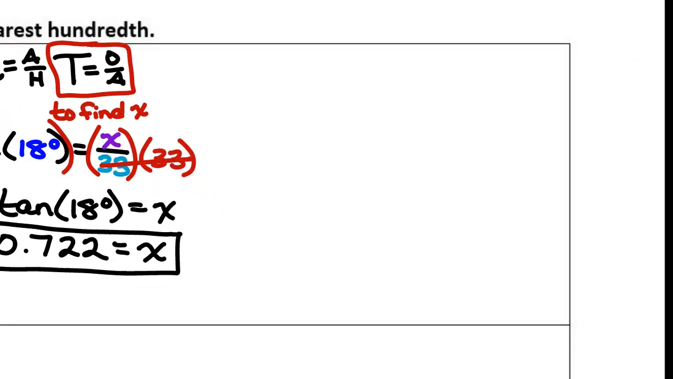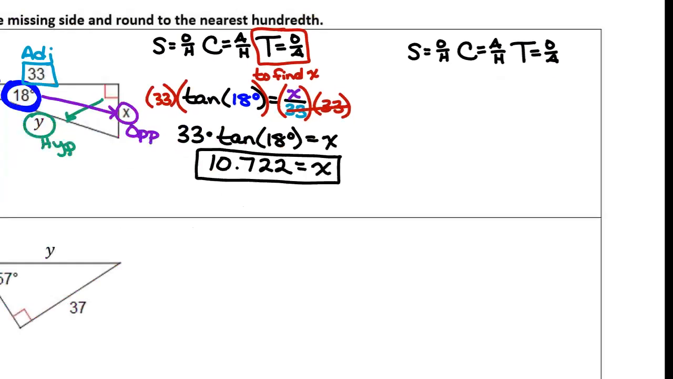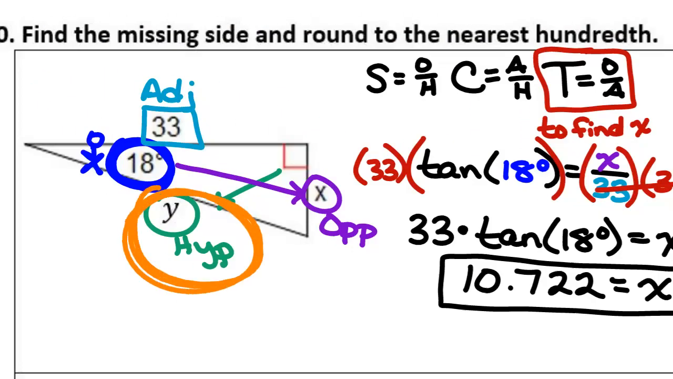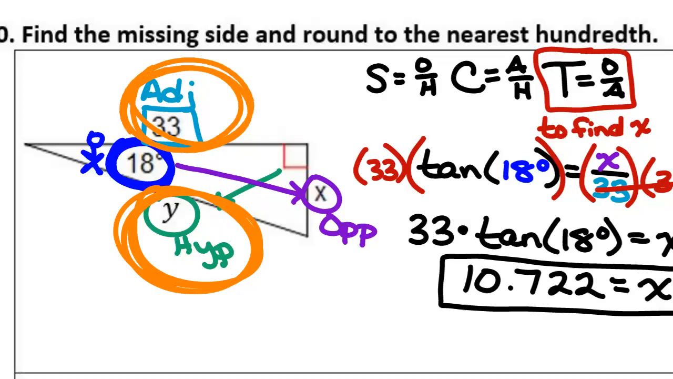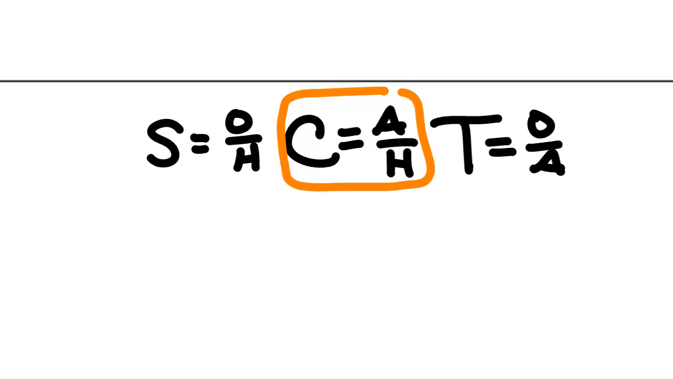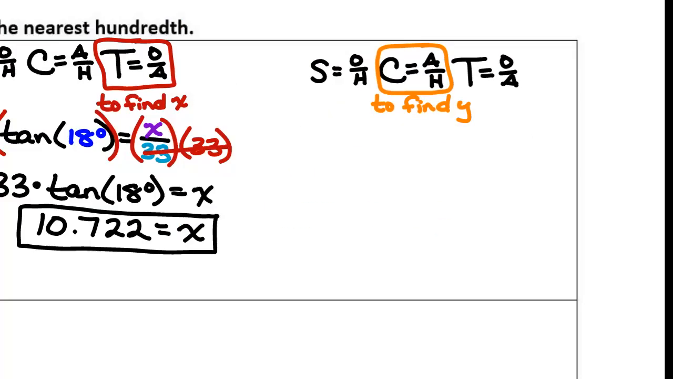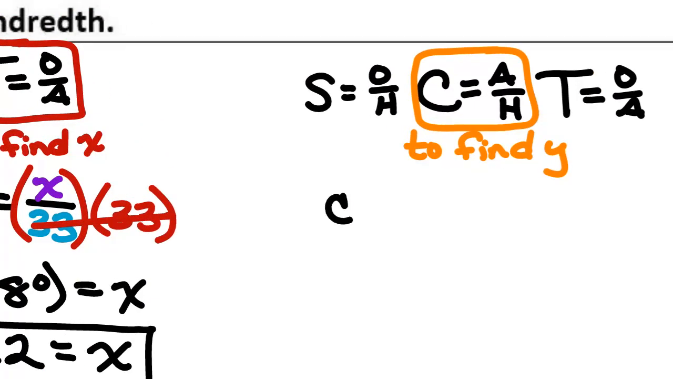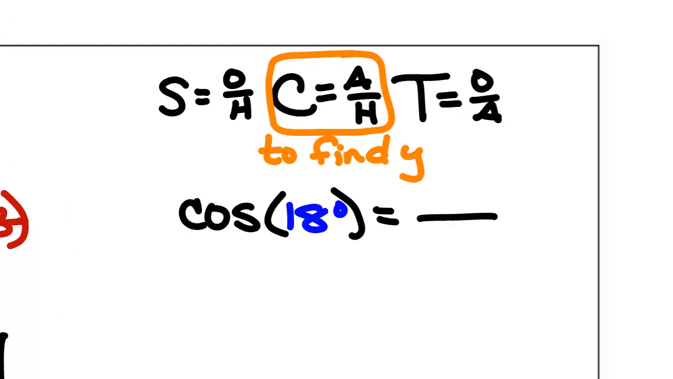All right, now we have to do SOHCAHTOA all over again to find y. Y is the hypotenuse, and we have a number for the adjacent side. So hypotenuse and adjacent would be which one? Sine, cosine, or tangent? Cosine. Adjacent and hypotenuse means we would choose cosine. All right, so cosine of 18 degrees equals the adjacent, 33, over the hypotenuse, y.